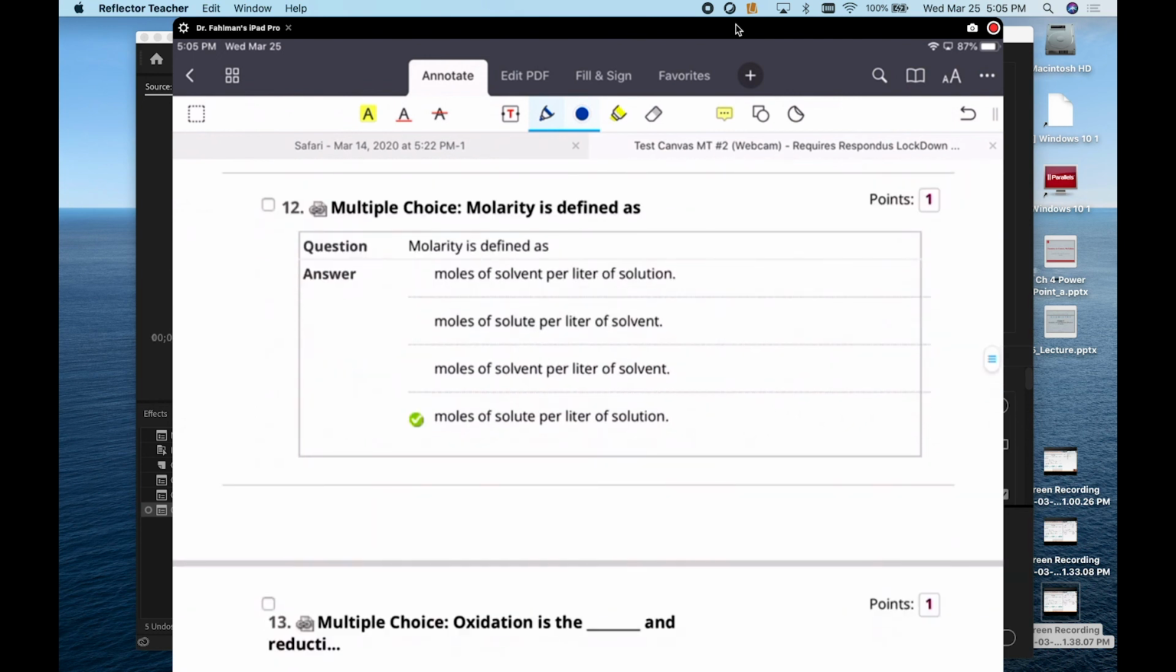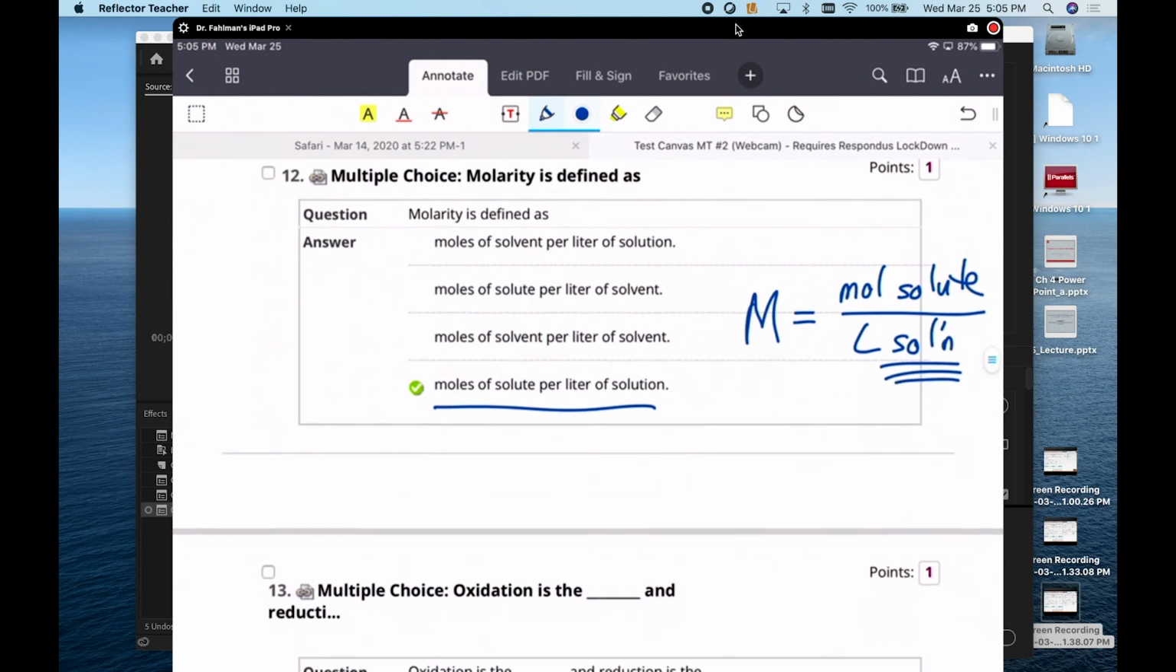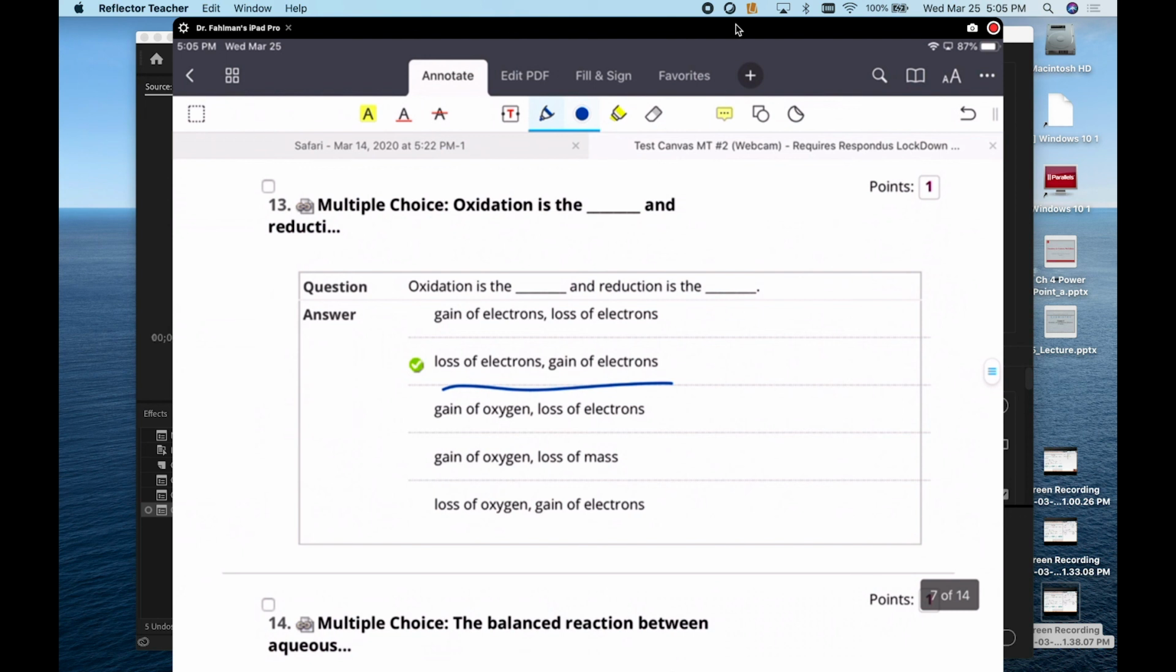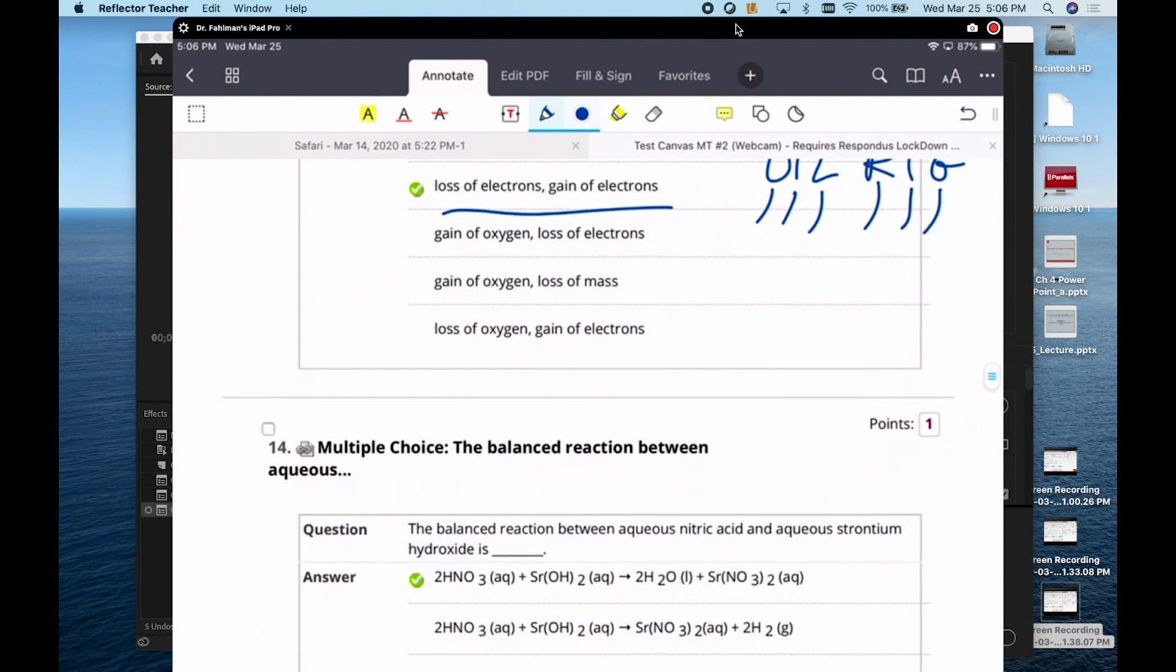Molarity, so just a definition for you. Capital M is always moles of solute over liters of solution, not solvent. Another just definition. If you think about it like this, oxidation is loss of electrons, reduction is gain.